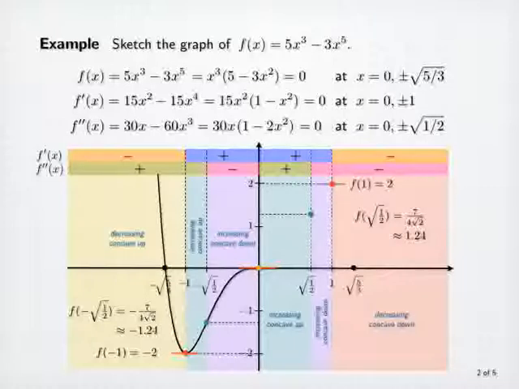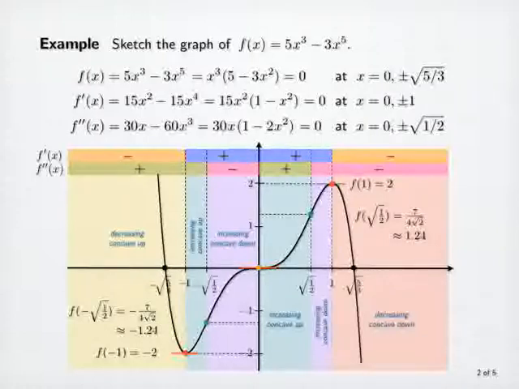The function is increasing and the graph is concave down until we get to the point 0, 0, where the tangent line is horizontal. When x is greater than 0 but less than the square root of a half, the function is increasing and the graph is concave up. The function continues to increase while the graph is concave down between square root of a half and 1, and then when x is greater than 1, the function is always decreasing and always concave down. So here's the graph of our function.